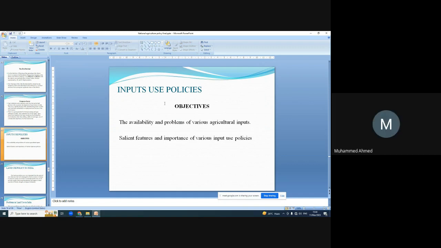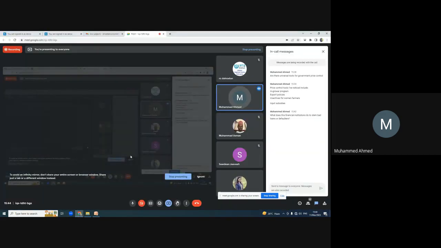Okay, then come. Well, I have a question in the chat box: how do financial institutions recover their money? What does a financial institution do to stem bad loans or defaulters? Okay, good question.